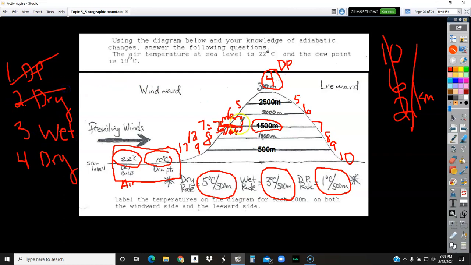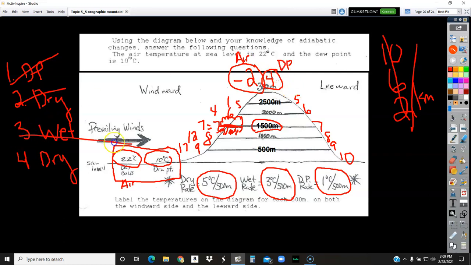I switch to the wet rate until I get to the top. The wet rate again was 6, but in this case, I'm going to use 3 because it's half. So I got 7. 7 minus 3 is 4. Next level, 4 minus 3 is 1. One more level, 1 minus 3 is negative 2 Celsius. So at the top of the mountain, my air temp is negative 2 Celsius.